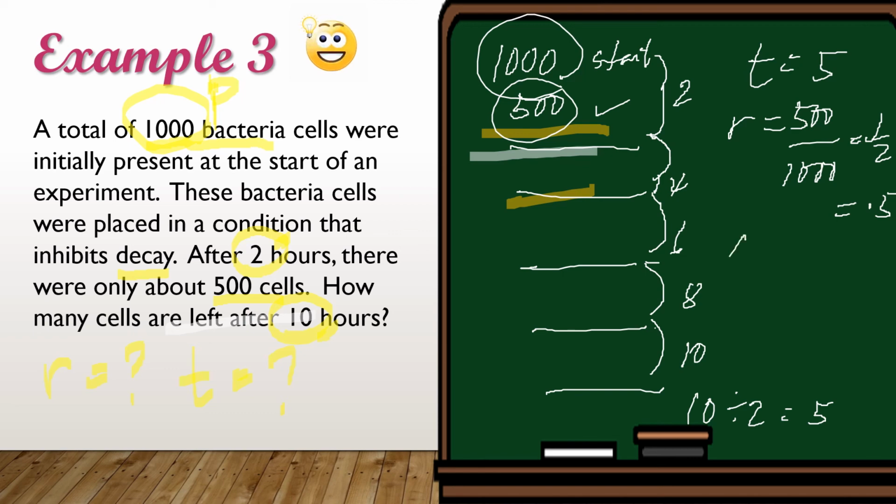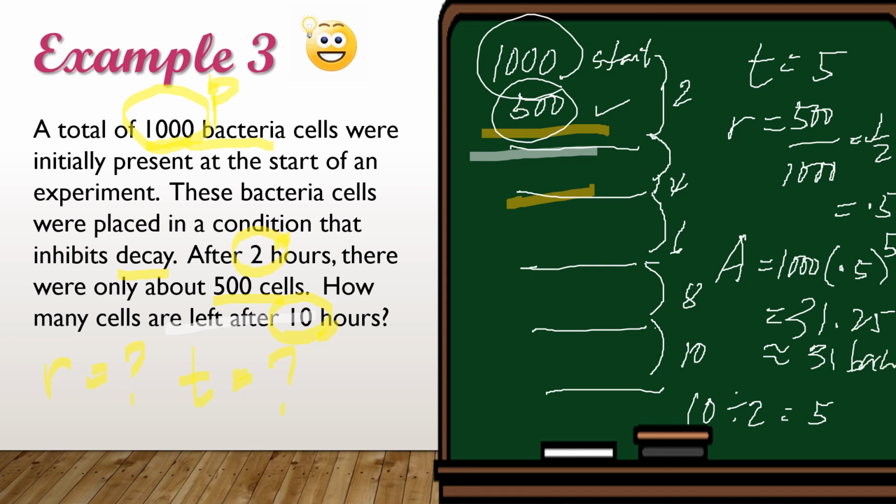Now we can solve. A is equal to 1,000 times 0.5 raised to 5. So 0.5 raised to 5 is 0.03125, and then let me multiply it by 1,000, 31.25. Or let me round this off to whole number, 31 bacteria in all. So after 10 hours, there will only be 31 bacteria.